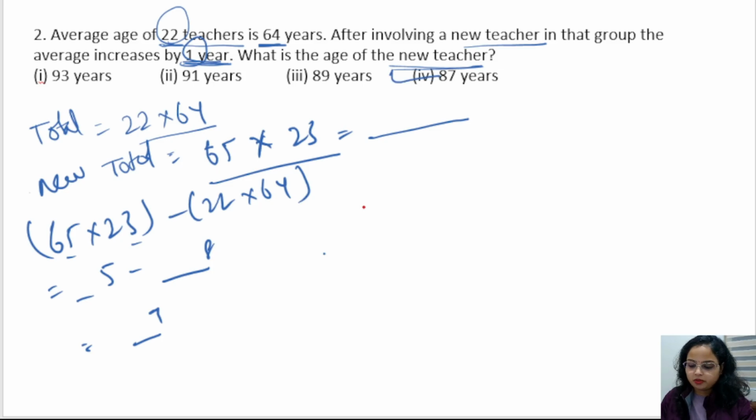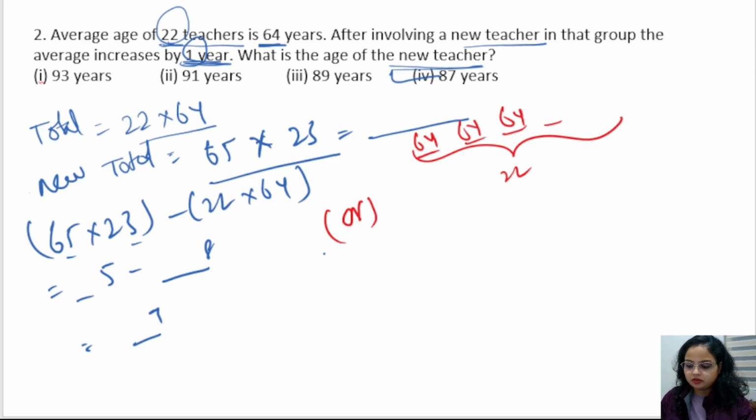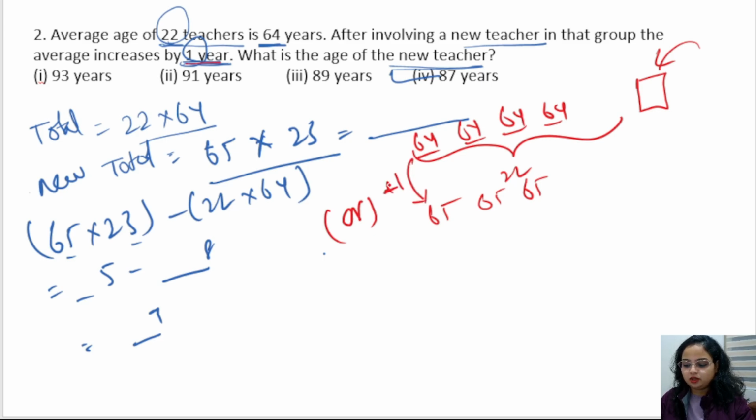Or we can do this by using another method also. Here 22 teachers are there and the average age is 64. When a new teacher is added, the average increases by 1 year. If a new teacher is added, then the average becomes 65. So here 1 year is added to every teacher. So what is this new teacher's age? The average increased by 1 year.